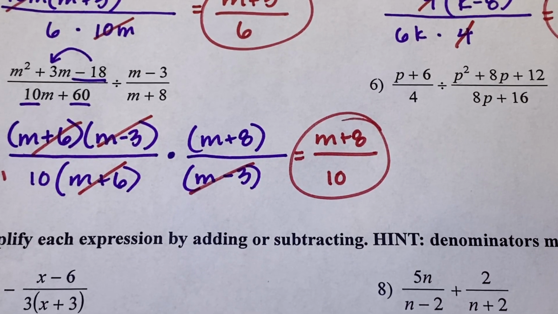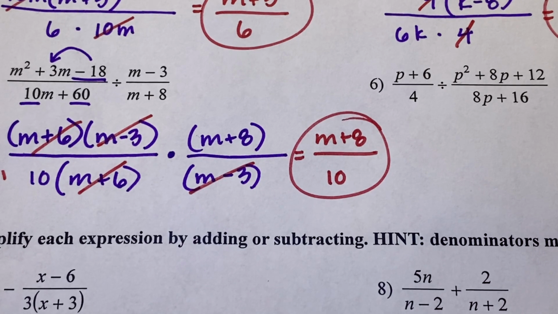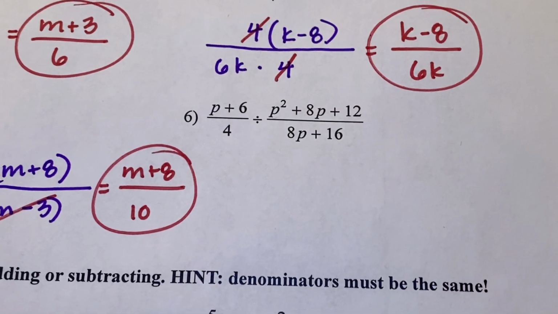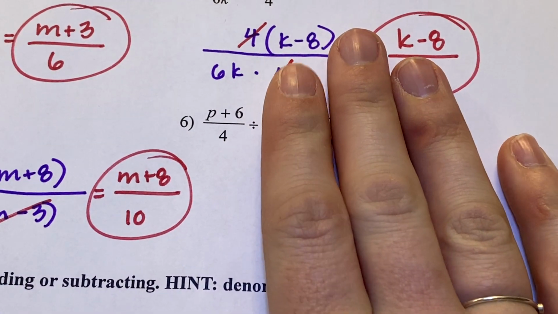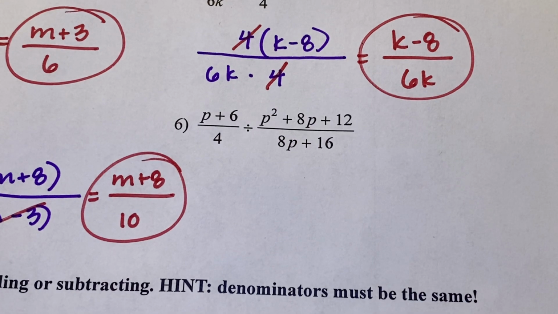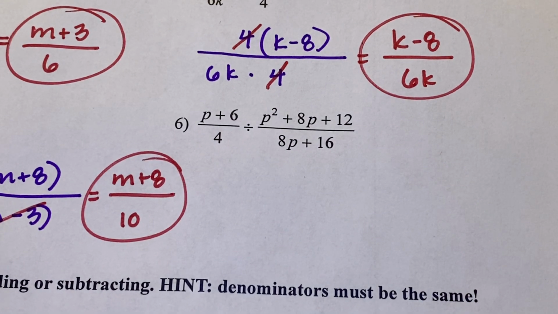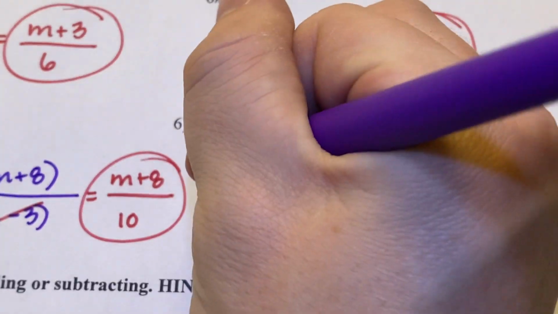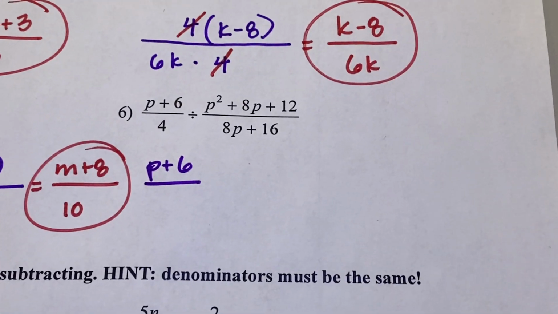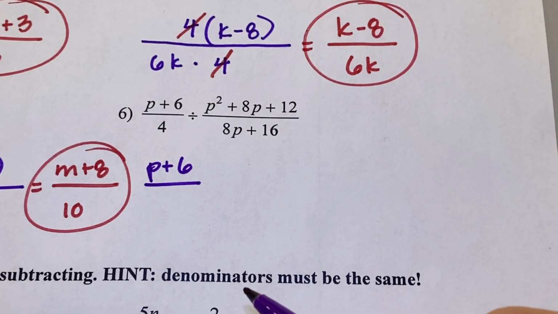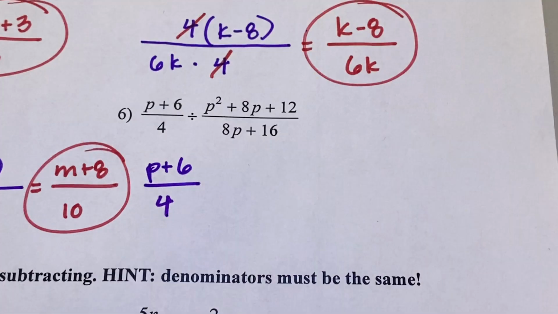Okay, keep, change, flip for division. So let's do that again for number 6. Let's look at our first numerator. First guy, P plus 6. Can I factor P plus 6? No, they have nothing in common. There's no squared that we see. So this just stays P plus 6. What about 4? Can I factor 4? Nah, stays 4.